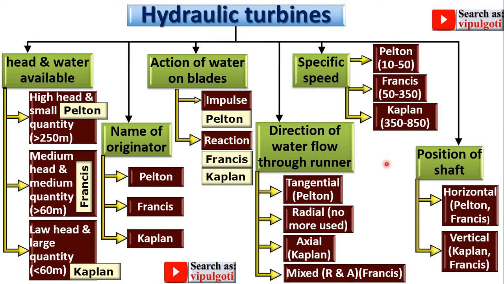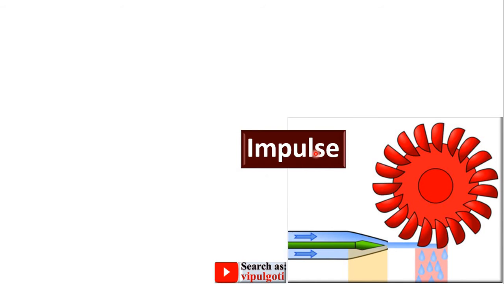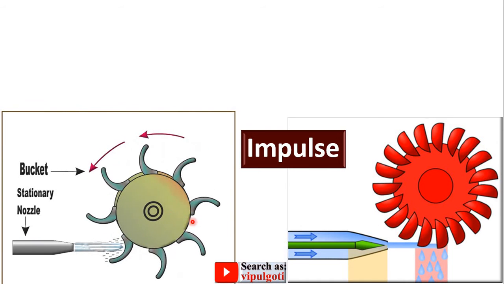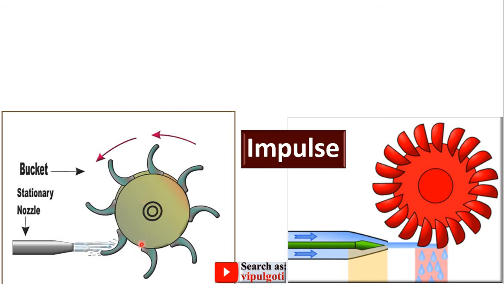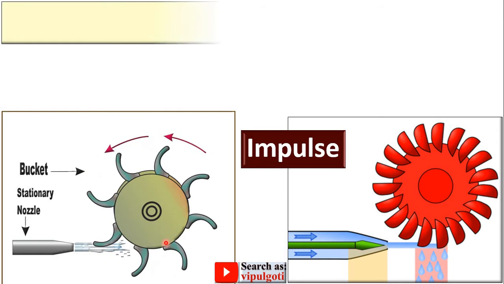We have already discussed the classification of the hydraulic turbine in the previous video. But now our focus is according to the action of water on the blades. That means impulse turbine and reaction turbine. So let's start with the first, the impulse turbine. This one is an example of the impulse turbine, and this is the animation of the Pelton wheel, which is an example of an impulse turbine.